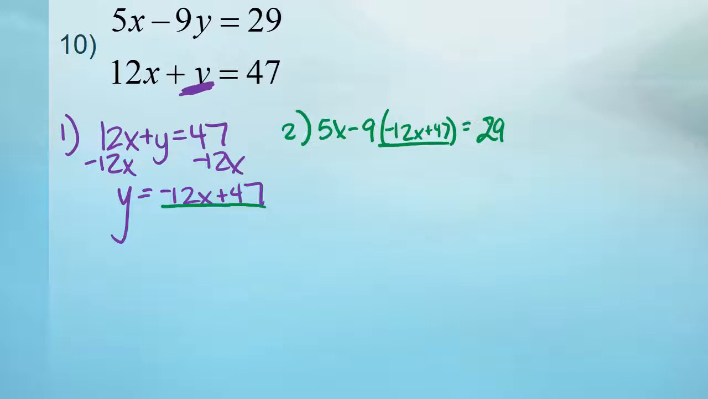Step 3 is to solve for that variable. So I'm going to get x by itself. First, I need to distribute that negative 9. We'll end up with some big numbers, but that's okay. Just go with those numbers. Negative 9 times negative 12 is positive 108. Negative 9 times 47, ooh, it's a big number. We're going to have a negative 423.